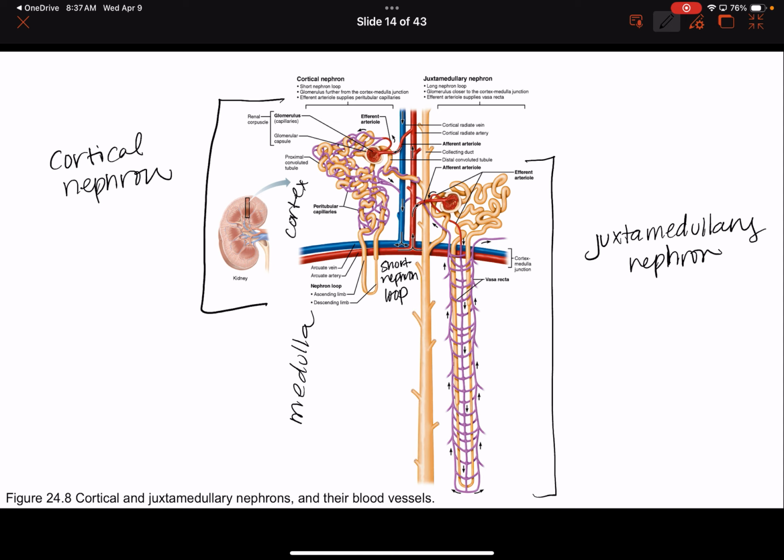The juxtamedullary nephron, what does juxtamedullary mean? Juxtamedullary means that it's right at the crux or right at the junction between the cortex and the medulla. Okay, so the juxtamedullary nephron is going to be across both sections. You'll have it in the cortex and the medulla. It's going to extend across both, and it has a very long nephron loop.